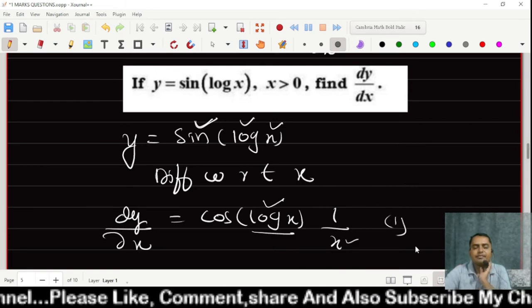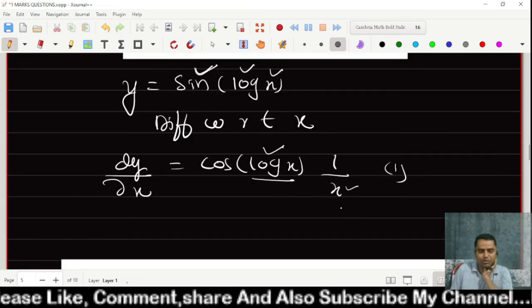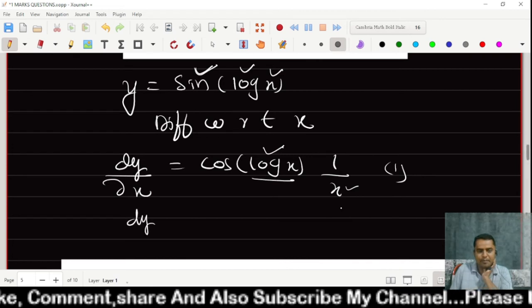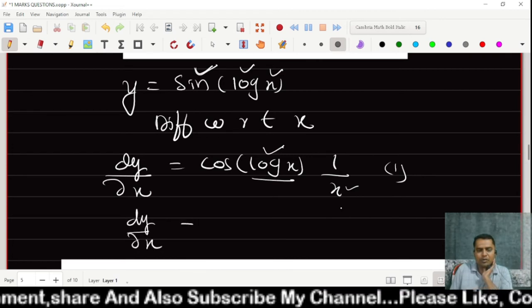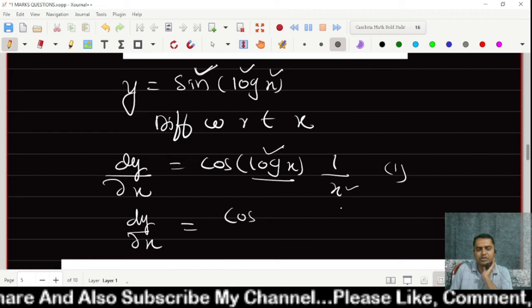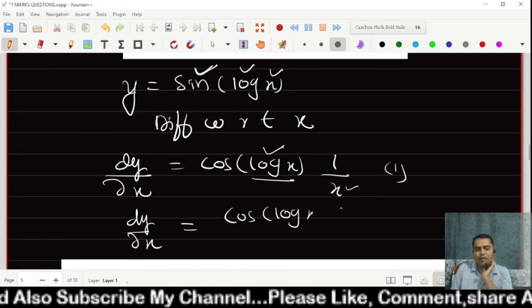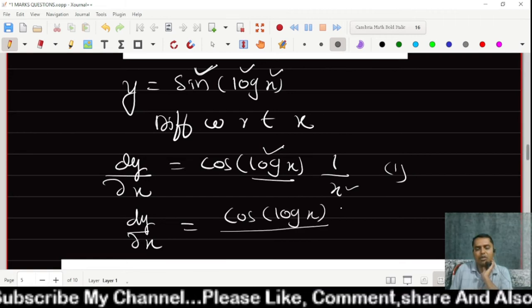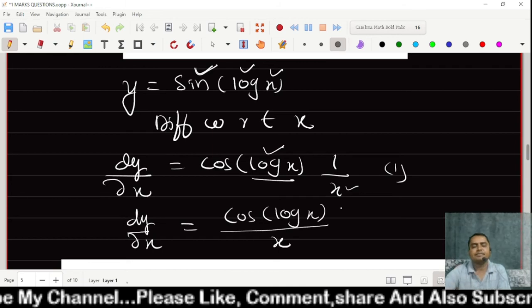Then dy by dx is equal to, in the last step, 1 into cos log x, which is cos log x divided by x.